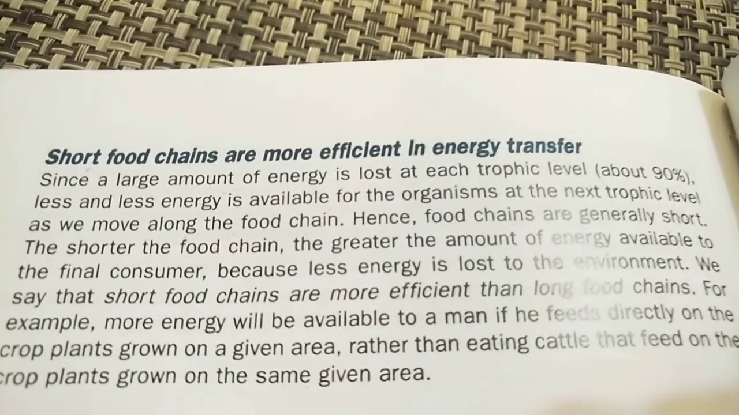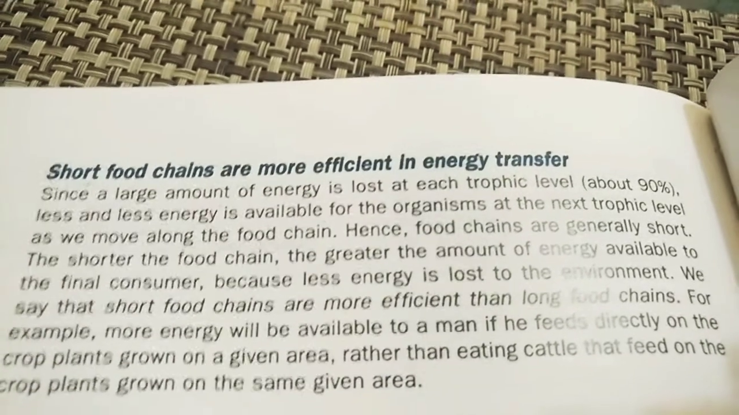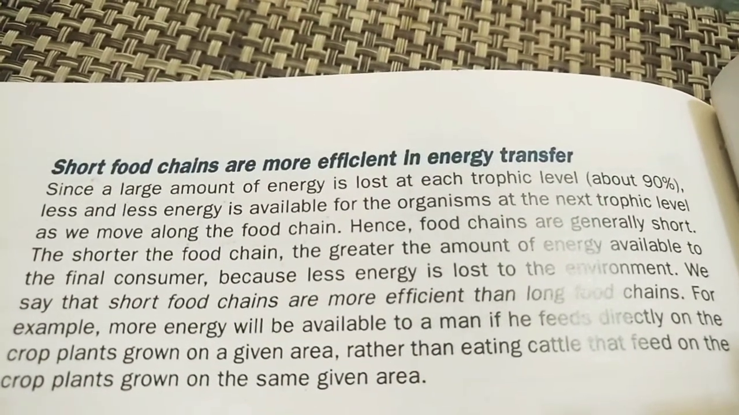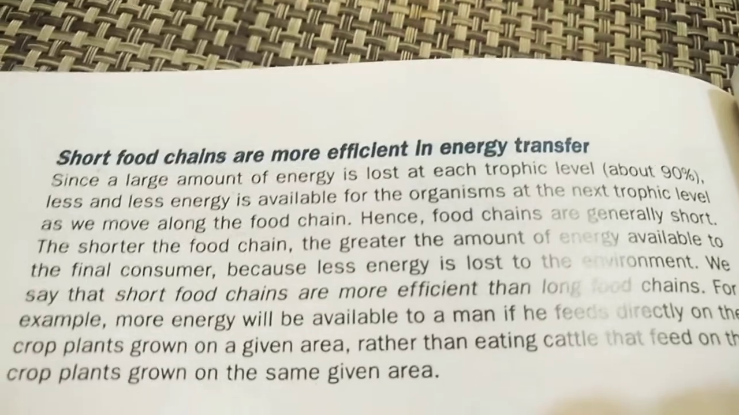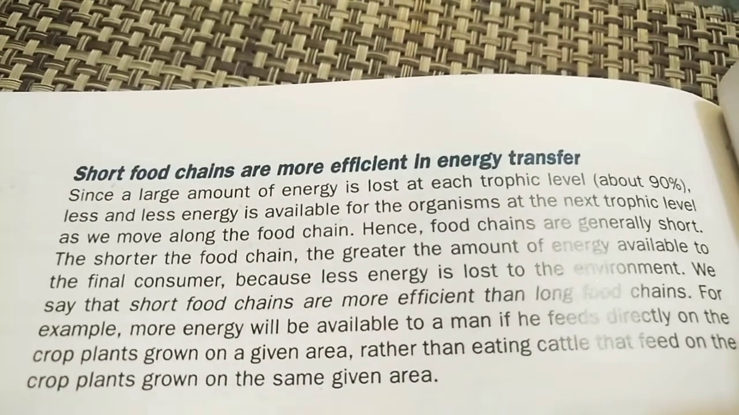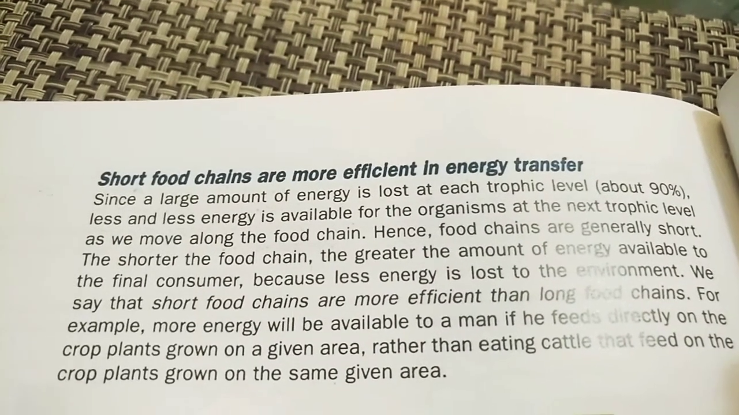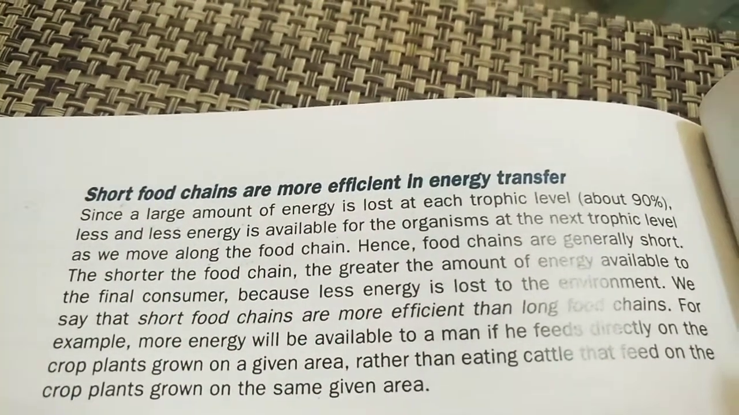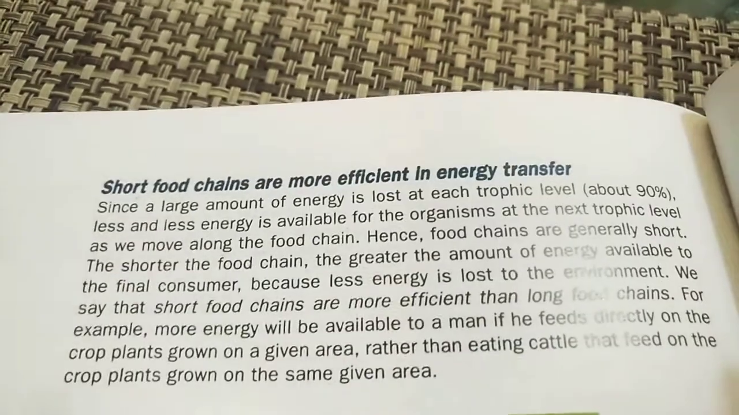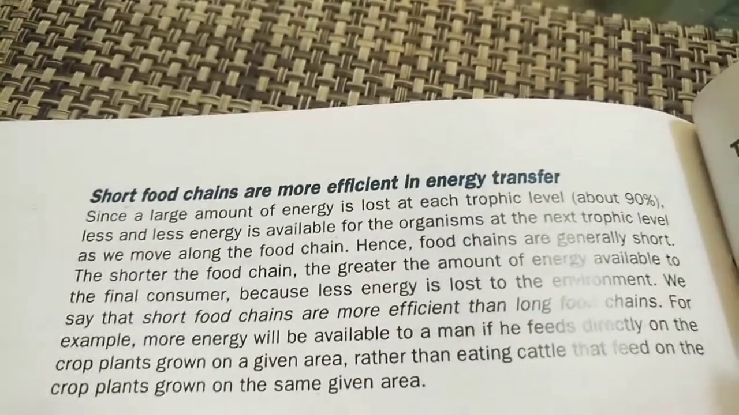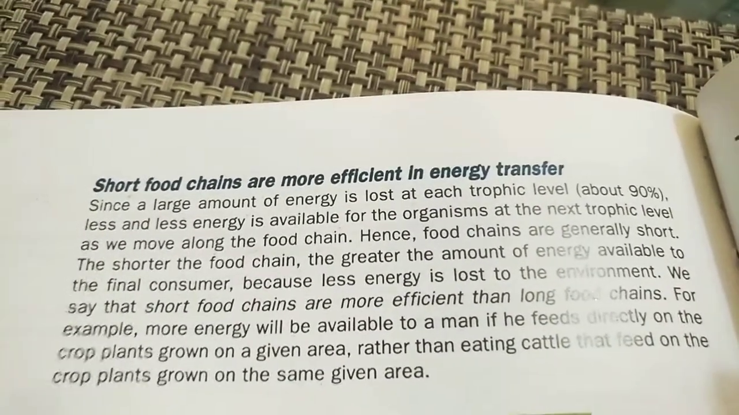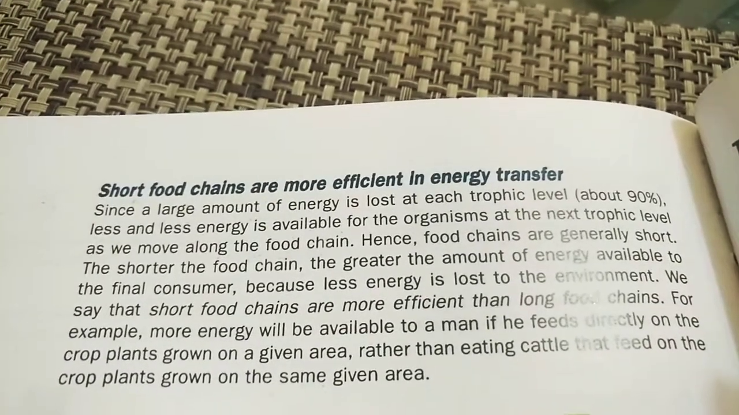The shorter the food chain, the greater the amount of the energy available to the final consumers. This is a very important line, highlighted. The shorter the food chain, the greater the amount of the energy available to the final consumers, because less energy is lost to the environment and more energy is being efficiently transferred from one trophic level to another trophic level. And how can we explain it by a simple example?